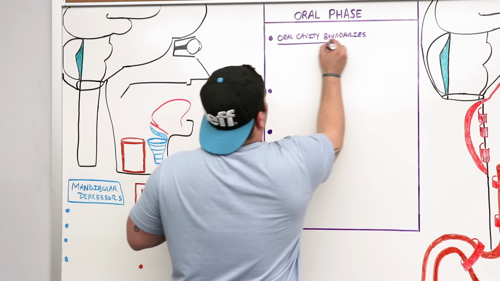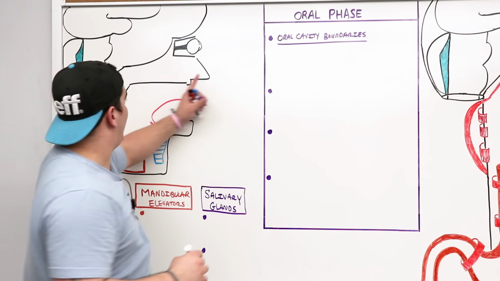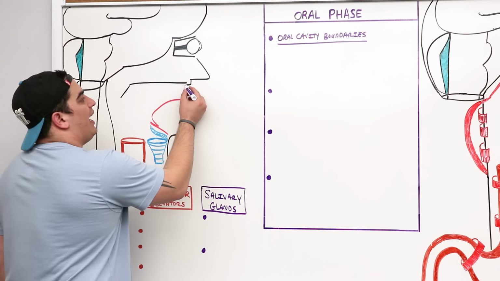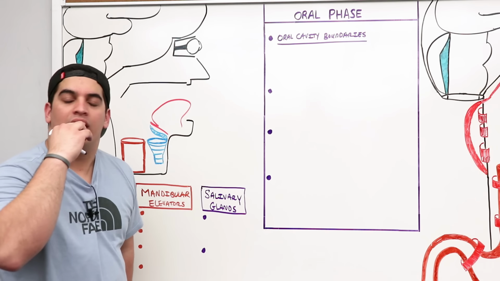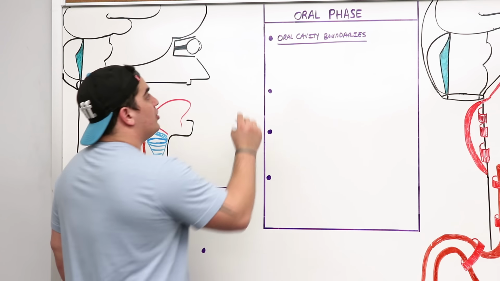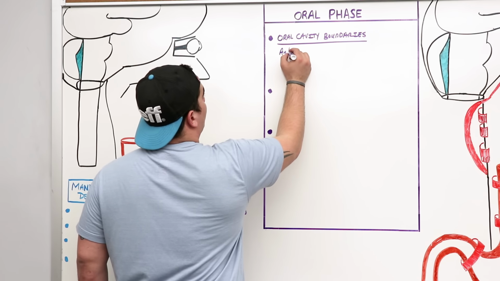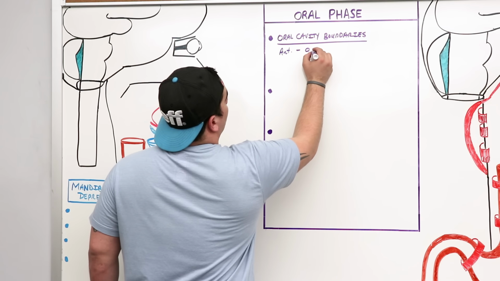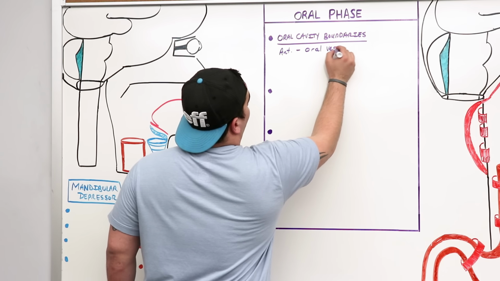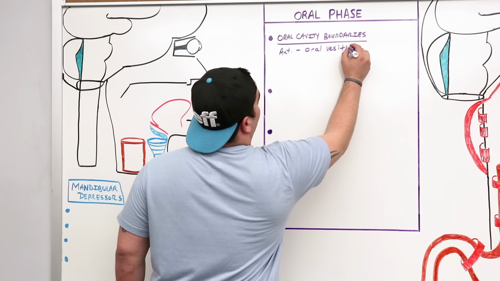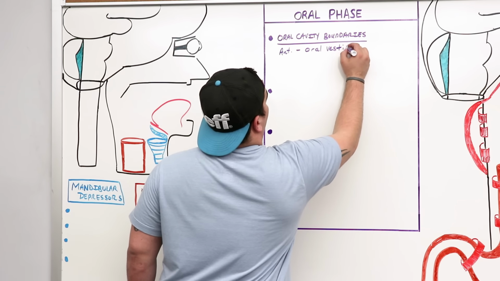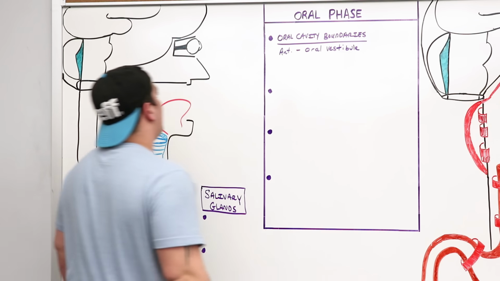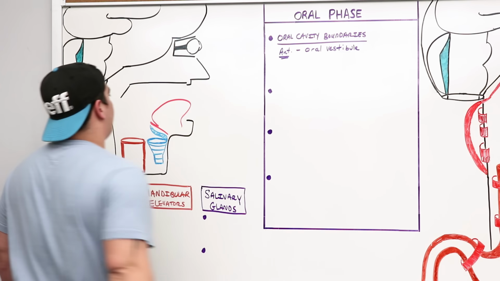The first thing is anteriorly. If we go to the anterior part, there's a space between the lips and the teeth. They call that the oral vestibule. So anteriorly, it is bordered by the oral vestibule. Okay, cool. So that's the anterior boundary.